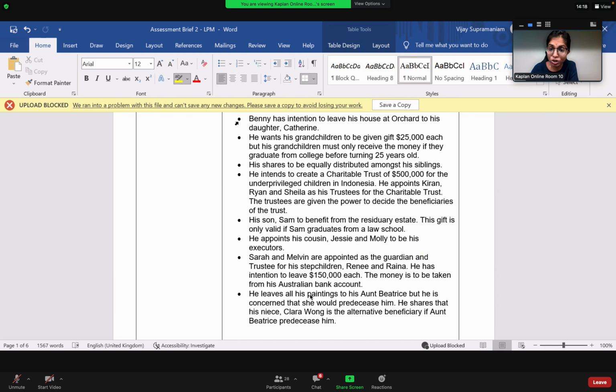Okay, so that's your assessment 2. Assessment 2 also will have to go through Turnitin. So when you look at this information, for example, his son Sam to benefit from the residuary estate, you can't just copy this and put it in your will template. You must write in your own words. It will not make sense if you just copy this whole thing and put it in the will template which has been given to you and say, okay, this is his will here.